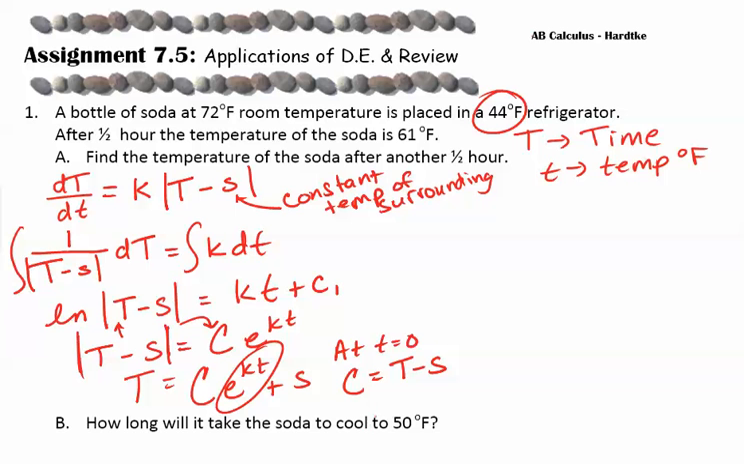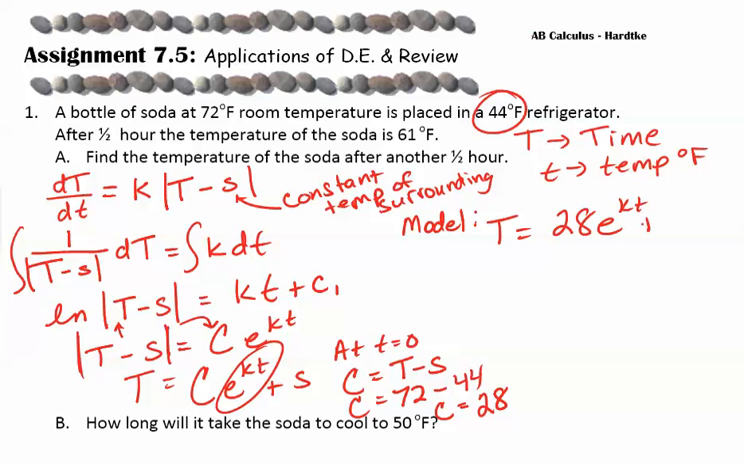All right, so what can we do here? In this case, we know that the temperature was 72 at time 0, and the refrigerator was 44. So in this case, our C value will be 28. So now we're getting closer to our model. We would have T is equal to 28 e to the kt plus the temperature of the surroundings, our 44-degree refrigerator. So our problem is still, what's this relative rate here?